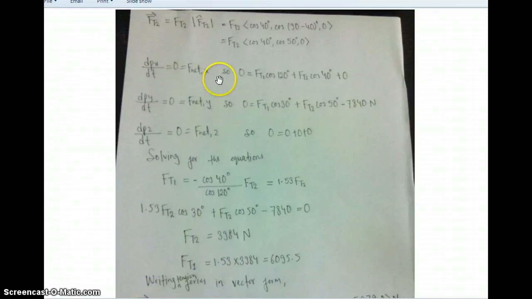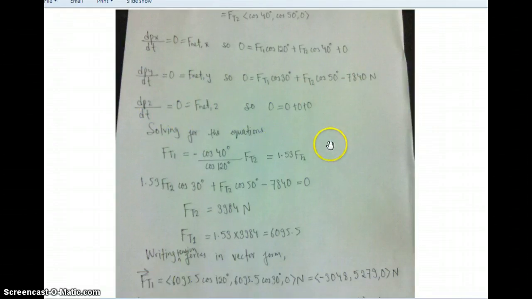net force in the x direction equals 0. So 0 equals Ft1 cos 120 plus Ft2 cos 40 degree plus 0, which is the sum of all x components of all forces. Similarly, the change in momentum in the y direction equals 0. So net force in the y direction equals 0, so the sum of all y components of the system equals 0. So Ft1 cos 30 degree plus Ft2 cos 50 minus 7840 Newton equals 0. In the z direction, there is no component of force.